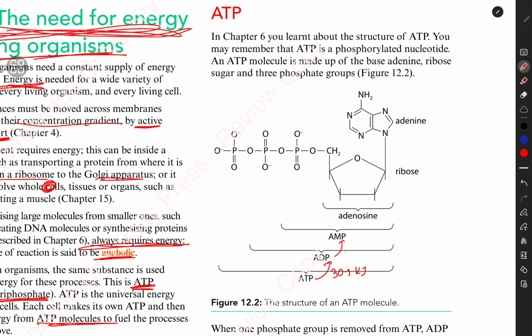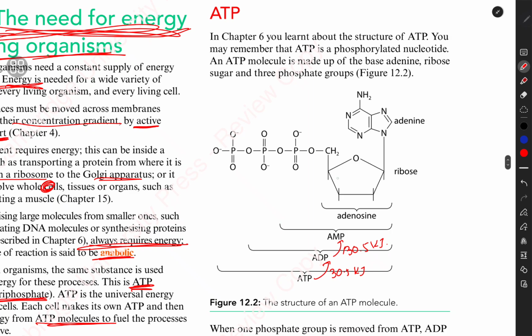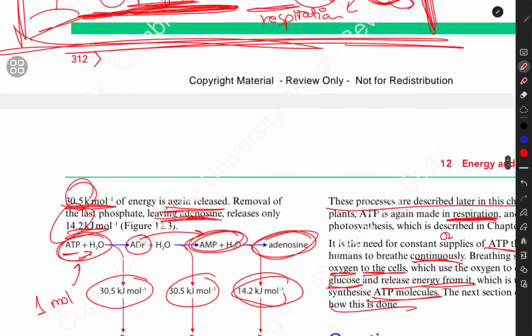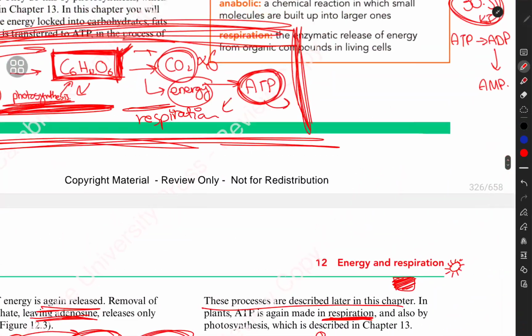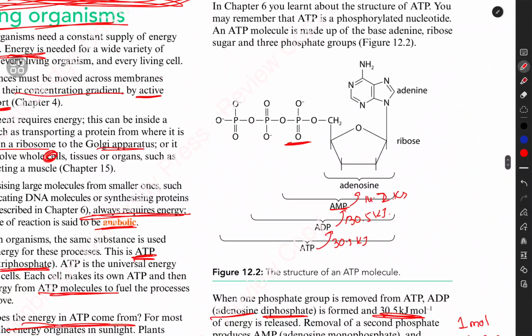From ADP, when we go to AMP, that also releases 30.5 kilojoules of energy. But when we break down adenosine monophosphate, so AMP, we just have one phosphate, and when we take that last phosphate out, it releases only 14.2 kilojoules of energy. Why is that?